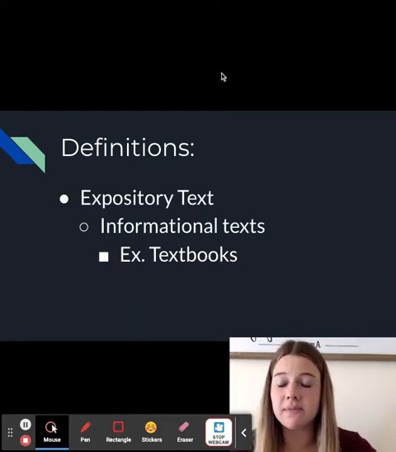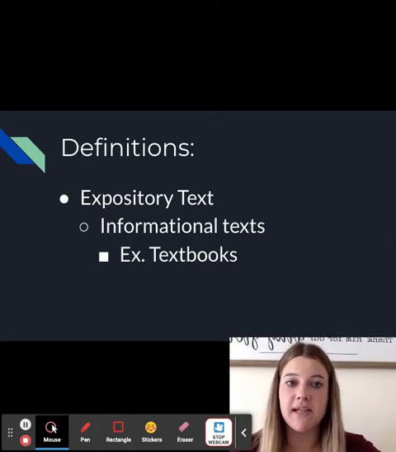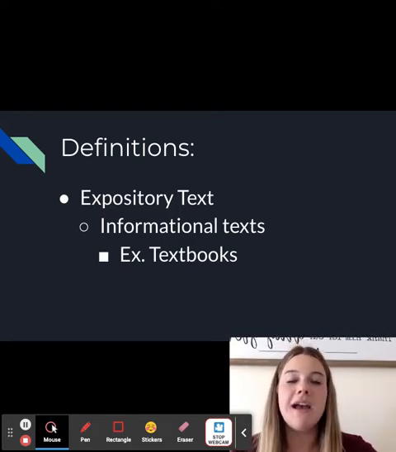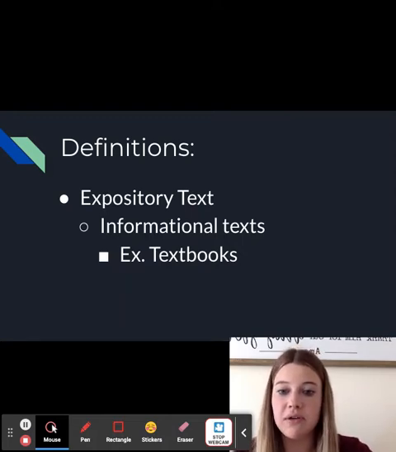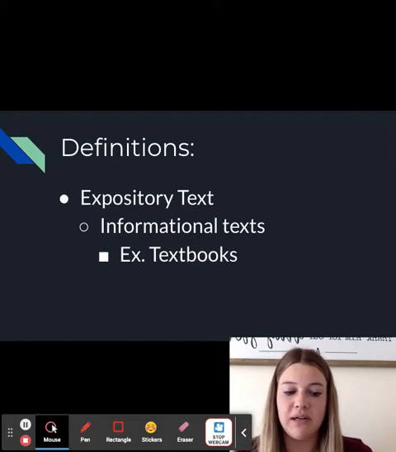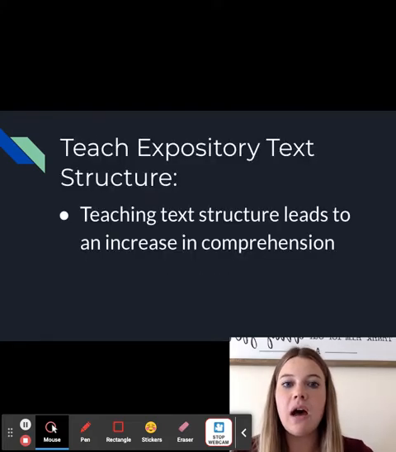We are going to start this presentation off with some expository comprehension strategies. We will look at some different ways that we can support our students as they are trying to learn expository texts. So, the first thing that we can do is teach expository text structure.